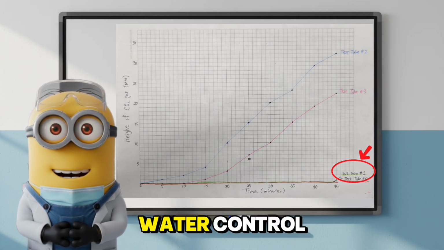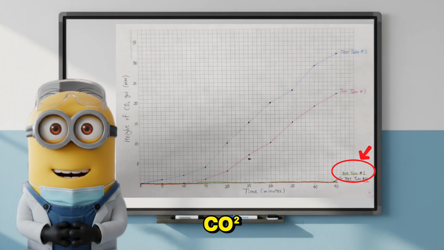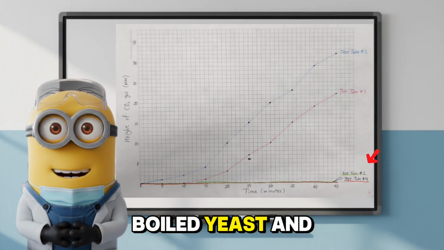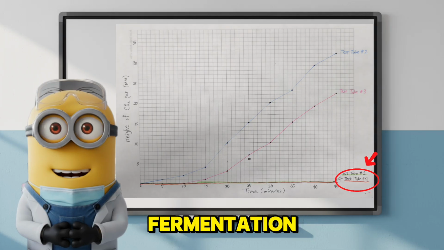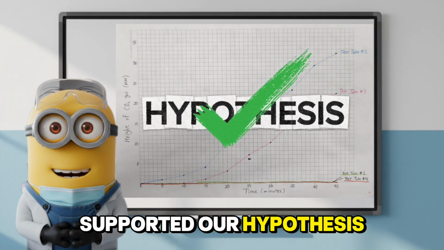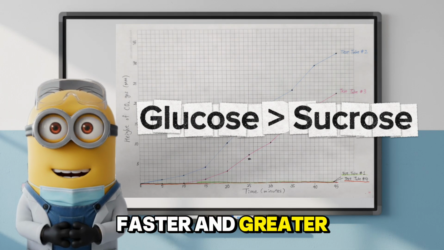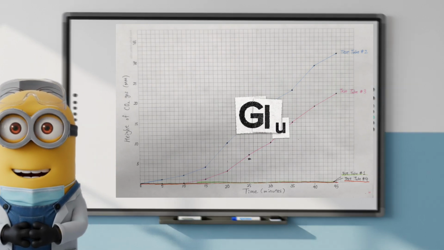Tube 1, the water control, produced virtually no CO2 since the yeast didn't have a sugar source. Tube 4, with boiled yeast and glucose, also showed no fermentation because the yeast cells were no longer alive to perform the process. So, our results supported our hypothesis. Glucose led to faster and greater fermentation than sucrose.